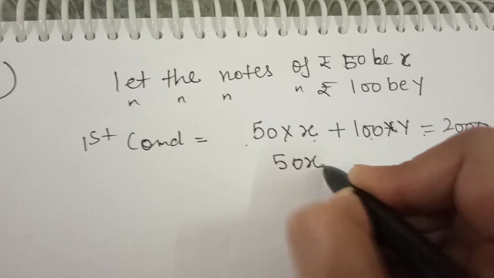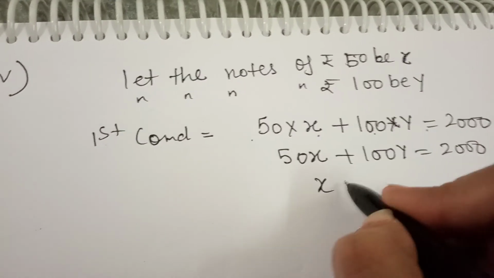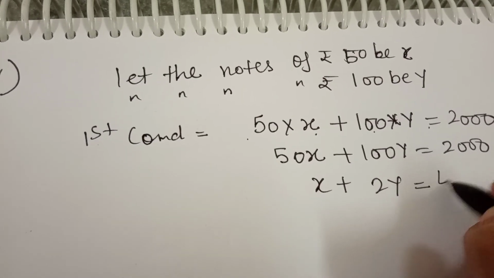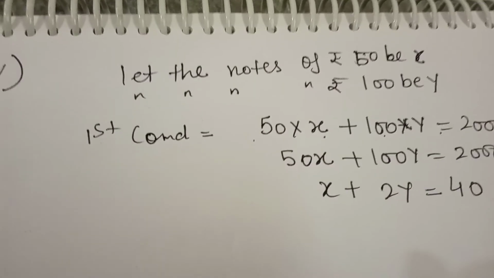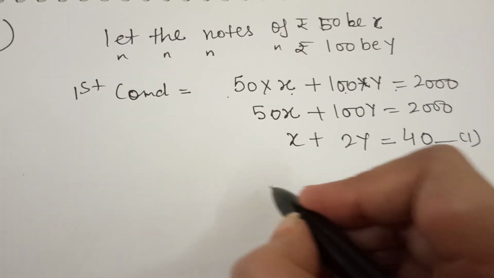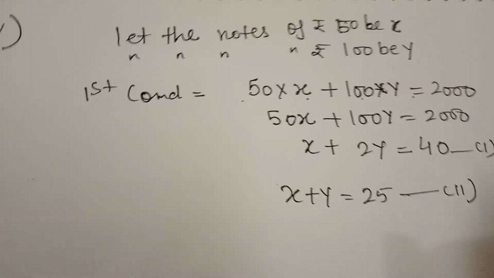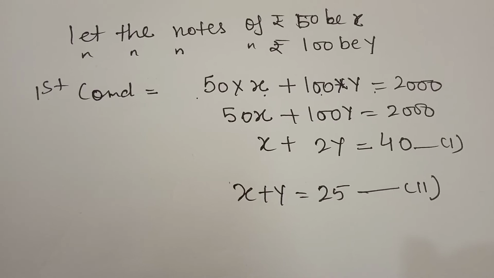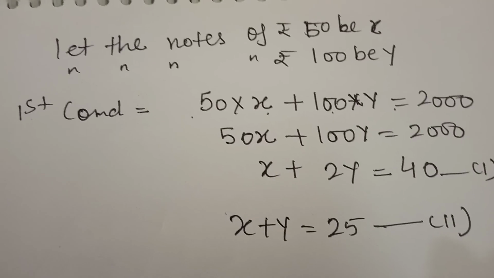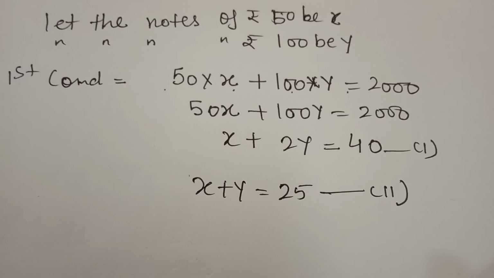So what is the equation? 50x plus 100y equal to 2000, and we can reduce it also. x plus 2y equal to 40, dividing by 50. ठीक है. So this is your first equation, and the second equation is very easy, that total notes are 25. So x plus y equal to 25. So this is your second equation. Solve these equations, and they are asking how many notes of each, means the values of x and y.